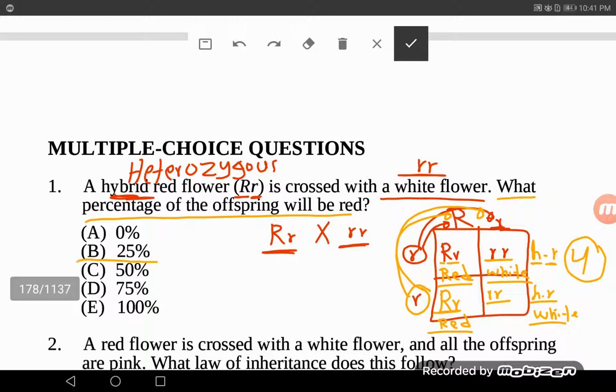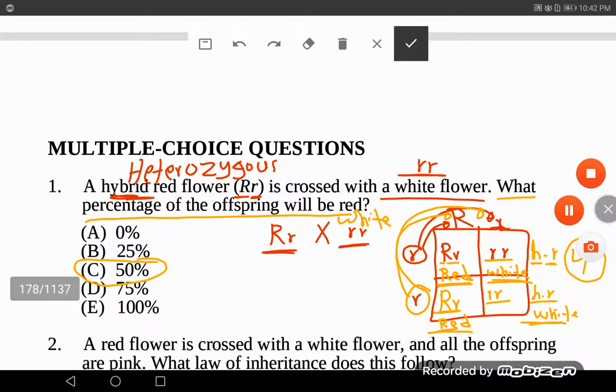So the answer to the question will be C, 50% of the flowers will be red. If the question asks what percentage of the offspring will be white, again half of the flowers will be white. As we can see, we have 2 red and 2 white, so half of them will be white-colored flowers. Now let us move to the second question.